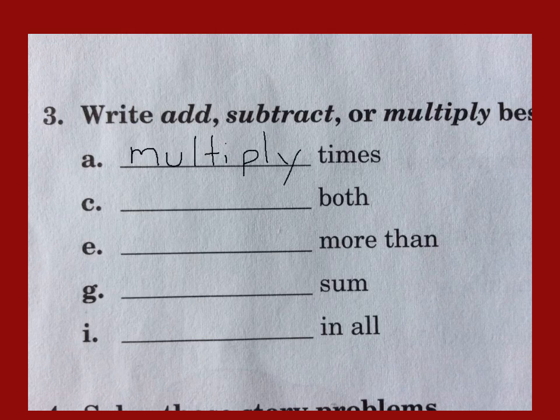Let's just do C. Let's go down here since I have it on my screen. C says both. When you see the word both, you're generally going to add. E, when you see the words more than, you're generally going to subtract.